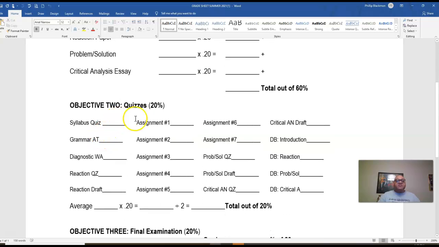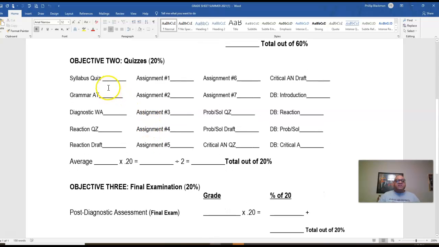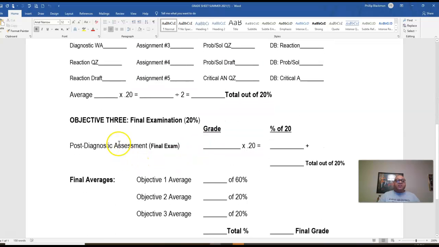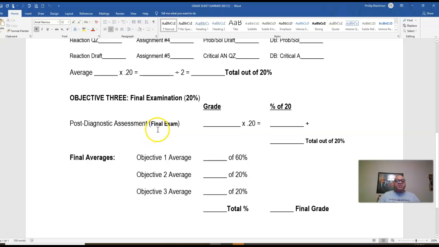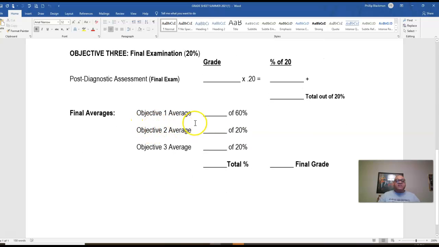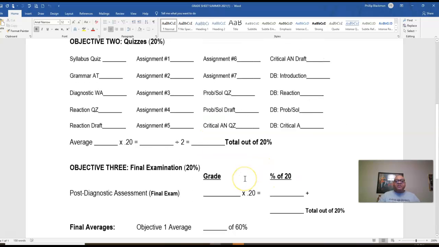For objective 2, which is worth 20% of your grade, you had 20 quizzes, assignments that were due this semester. They're all listed here. For objective 3, you had the final examination. And then at the end, you have your final averages and your final grade.